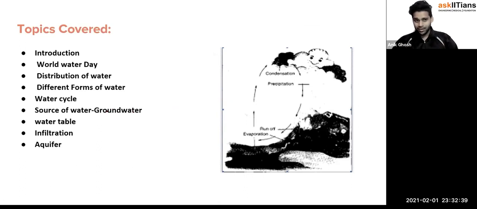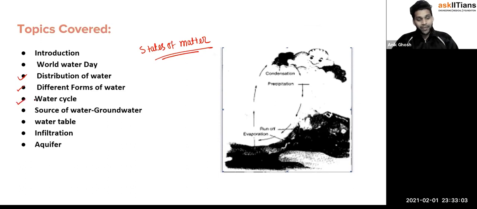Apart from that, we are going to learn about the water cycle and different forms of water. So water is not only there in one form. We know that there are states of matter, right? There are so many states of matter, right? Similarly, in how many forms would we be able to find water? We are going to learn that.